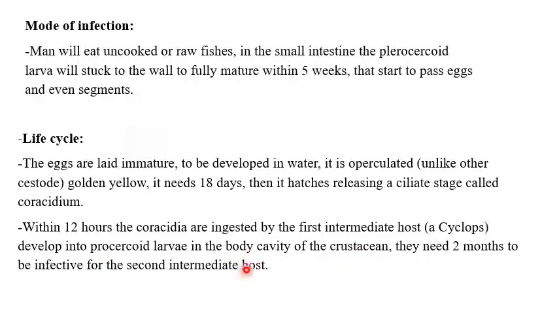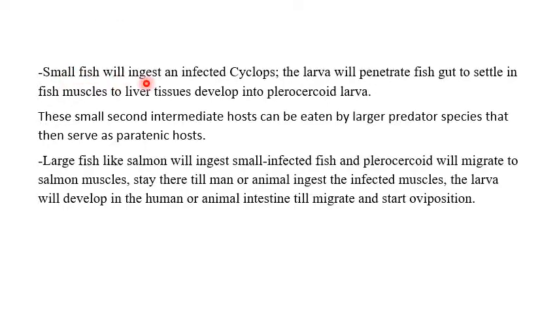They need 2 months to be infective for the second intermediate host. Small fish will ingest an infected cyclops. The larva will penetrate the fish gut to settle in fish muscles and liver tissues, and develop into plerocercoid larvae.